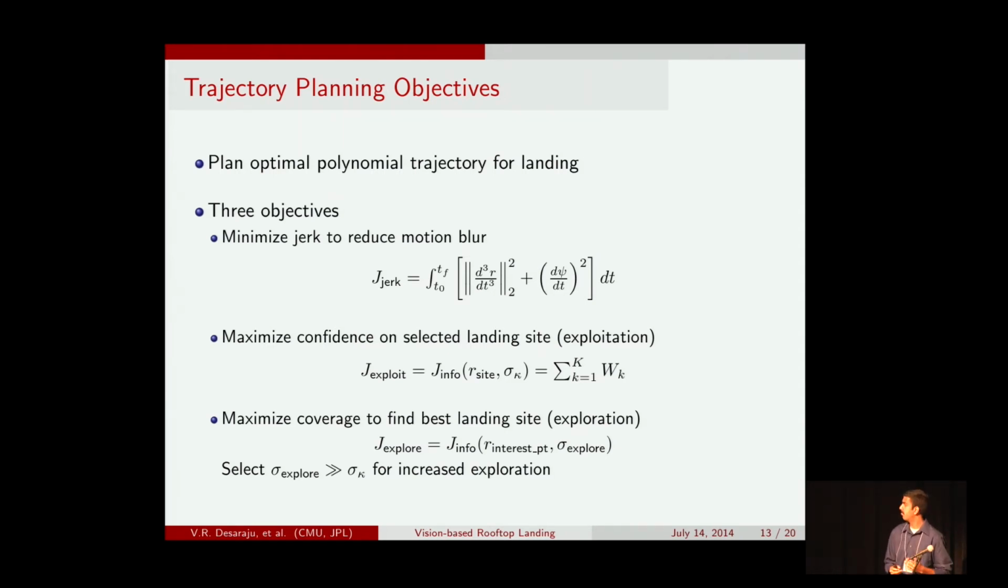The final objective is an exploration objective, where we want to actually cover as much of this rooftop as possible in order to make sure that we find the best possible landing site. And so this actually takes a very similar form to the previous objective in that it's also an information-based objective. But there are 2 key differences that I want to highlight. The first is that the expected contribution of these measurements are computed with respect to the interest point as opposed to the landing site as was done in the previous metric. And the second change is that the standard deviation that we consider is much larger than what we considered for the previous objective. And this actually leads to this rewarding exploration of the environment.